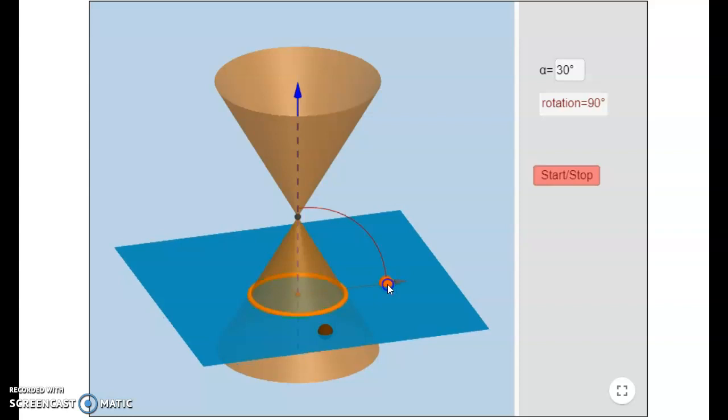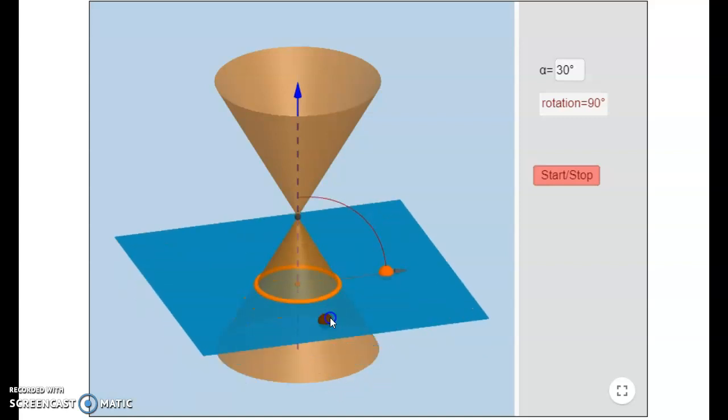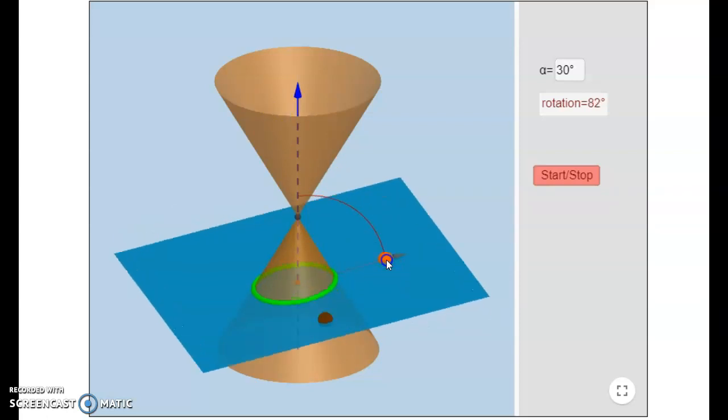When we have a rotation that is at a perfect 90 degrees, we get a circle. If we were to rotate this cone, I'll just move the plane, but if we were to rotate the cone so that we could look at it directly on, we would see that it's a circle.